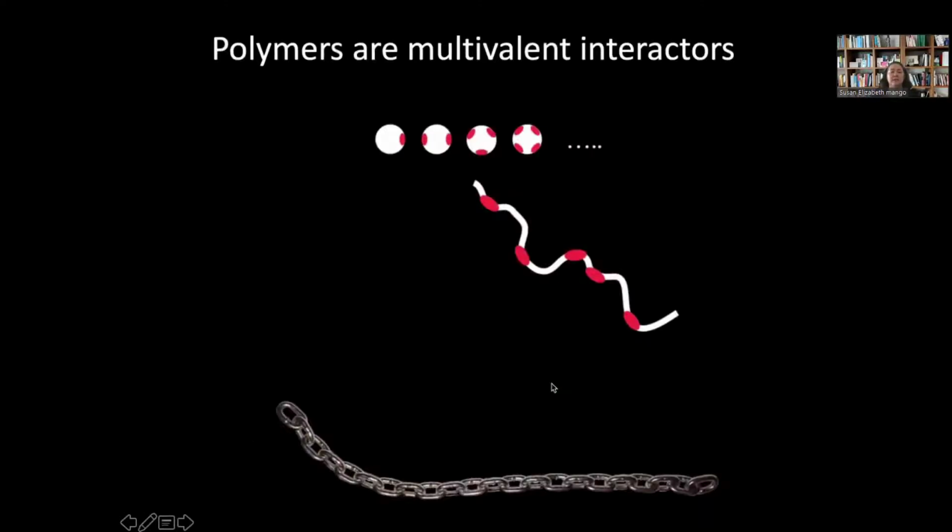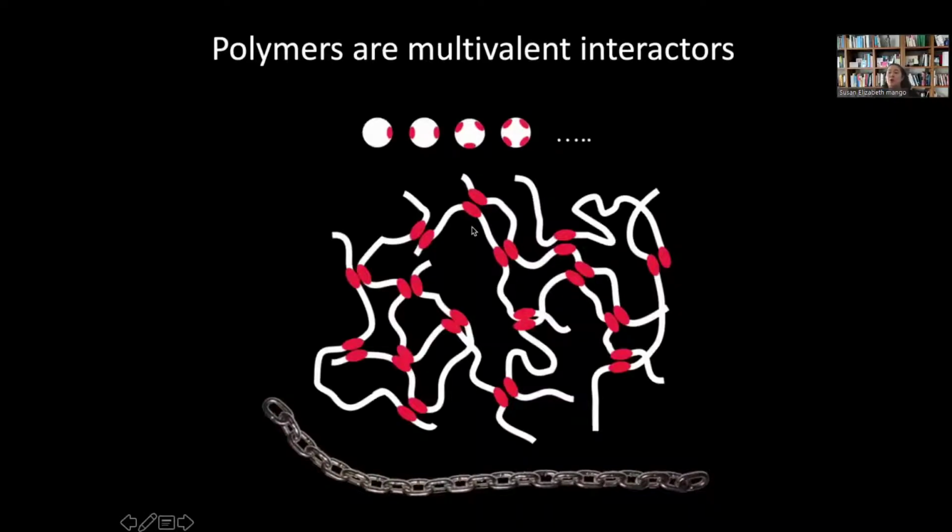In the cell, polymers are multivalent interactors. They can have many different kinds of places where they interact. So here's a chain link to illustrate this, and here we have 5 places of interaction. If you have a polymer like this, it can form all kinds of interactions to make a phase-separated state.